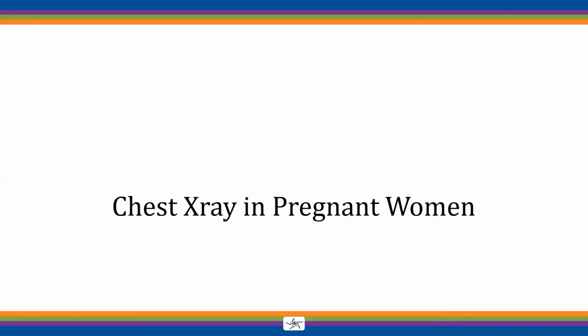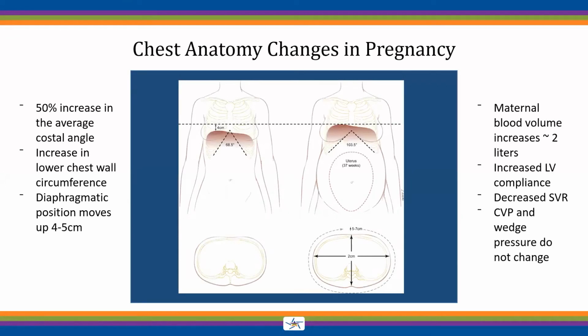So specifically chest x-rays in pregnant women. Very brief, I know no one really wants to talk about chest anatomy in pregnancy, but a couple of things you should remember or know is that in a pregnant woman, there's about a 50% increase in the costal angle. So everything kind of spreads out. There's also an increase in the chest wall circumference and diameter. And ultimately, with a fully grown uterus, the diaphragm position actually can move up as much as 5 centimeters. This may be different depending on where you are in the pregnancy.